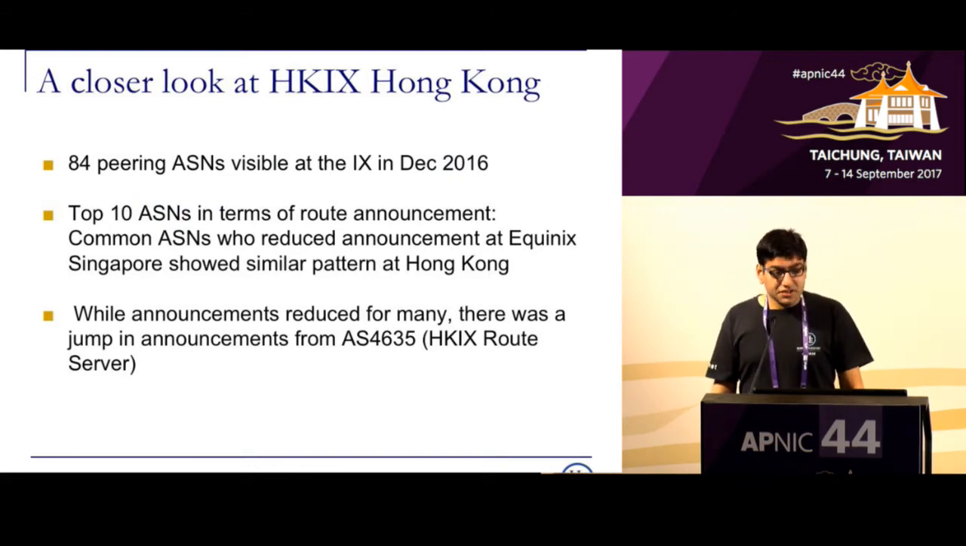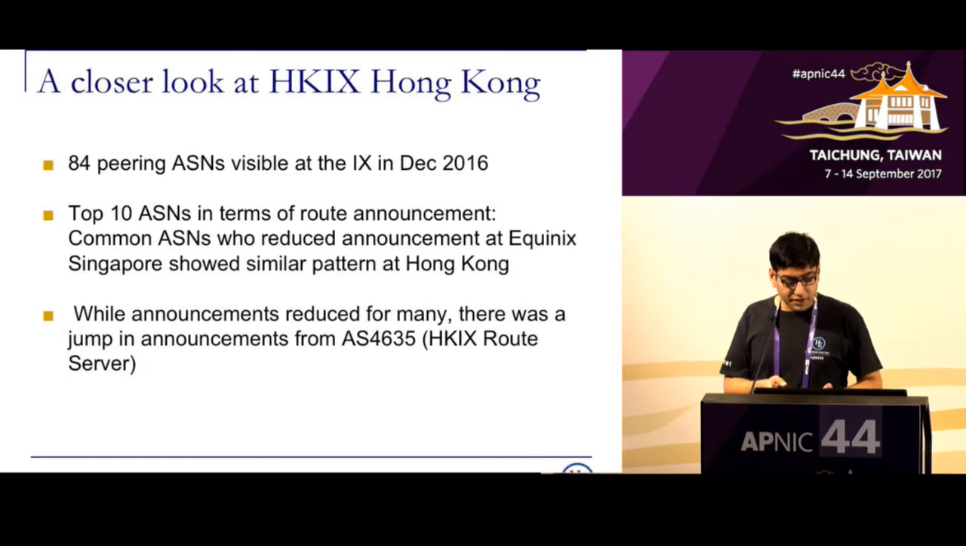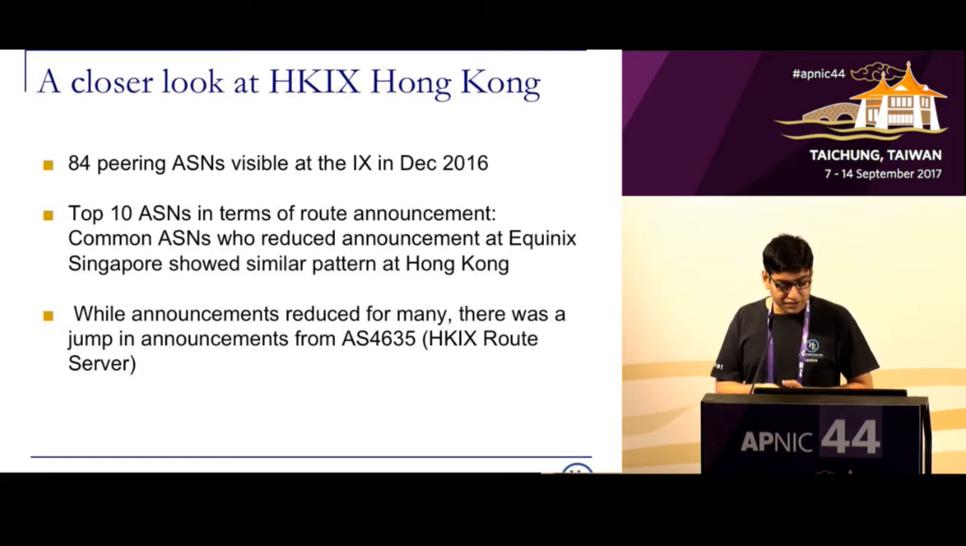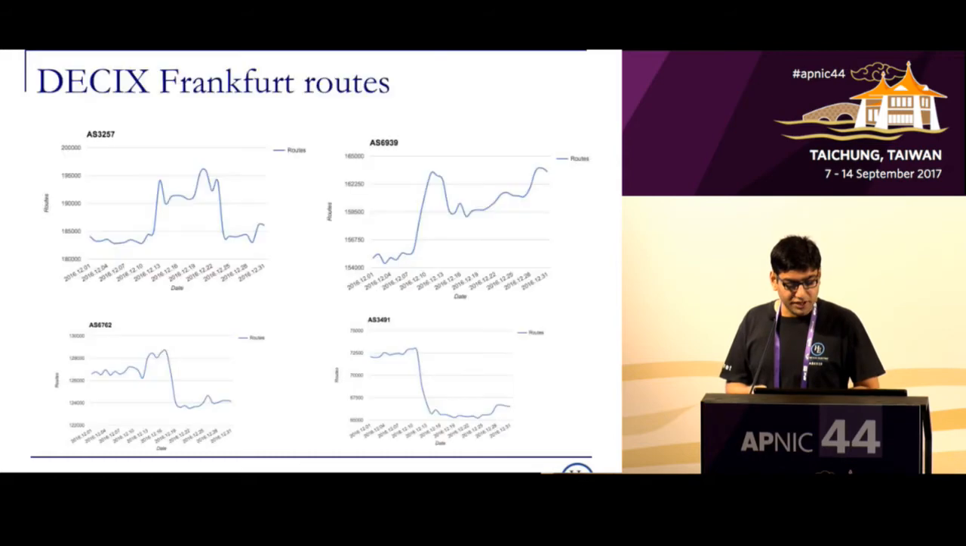In terms of stats, this is based on 84 ASNs visible at the IX to the PCH route collector, and the top 10 we just posted over here. As I already said, for AS4635, we are not sure of the number of increased routes there. So where did the Asian routes go? If you're not following the scenario, you may ask whether there was a full blackout or outage. That's really not the case; people were able to reroute, and it still worked with poor performance.